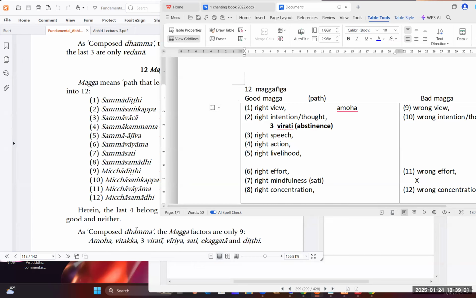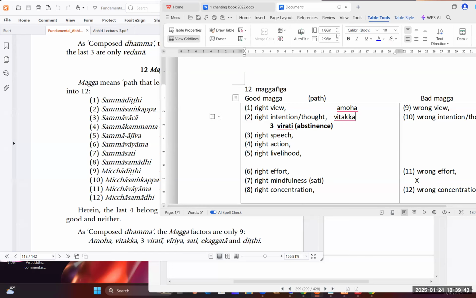Brotherly, do you know the meaning of vitaka? Vitaka is the application, right? Yes, initial application. So which one is vitaka? Vitaka means thought. It's a thought, right? Another translation is thought. So which one is thought? The right intention. Yes. So this is vitaka. Vitaka has a few translations. One is thought, another one is initial application.